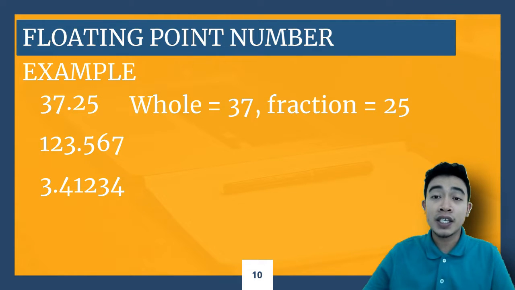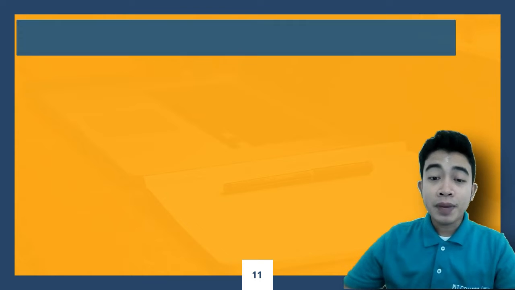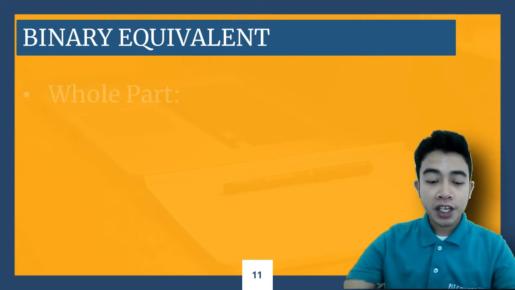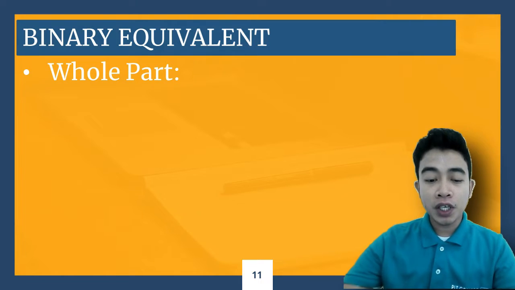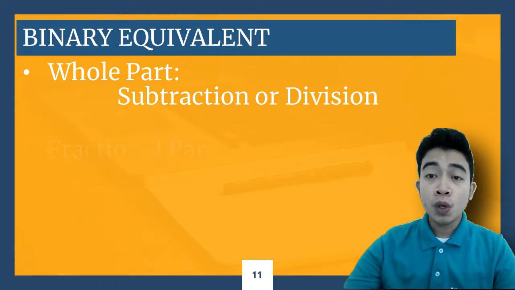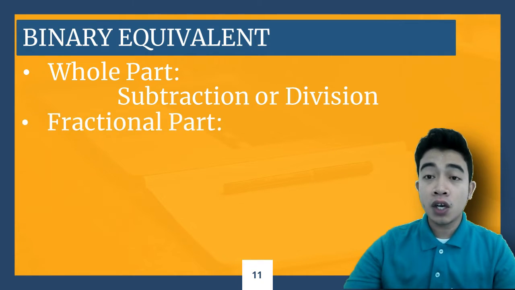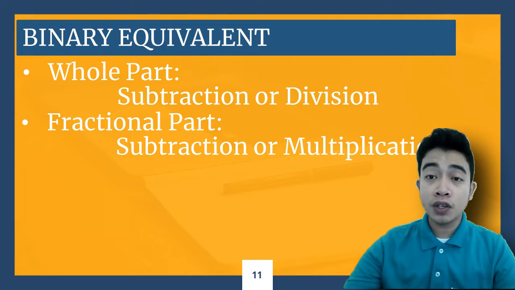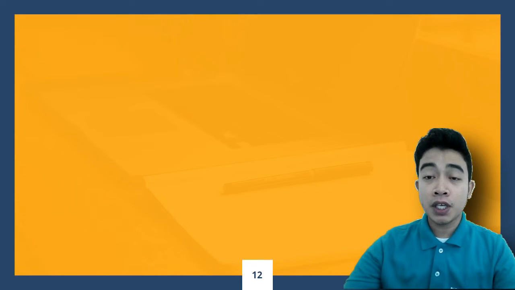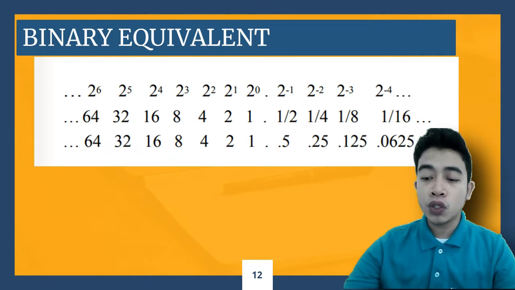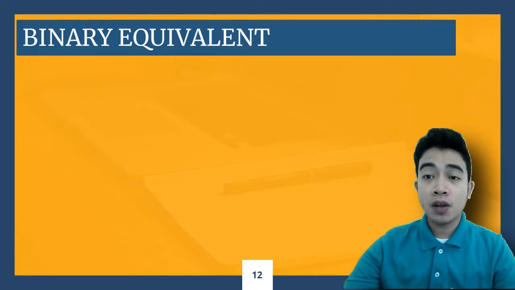In binary, the equivalent of a floating point number can be computed by computing the binary representation of each part. In the whole number part, we can use subtraction or division. And in the fractional part, we can use subtraction and multiplication. In the binary representation of a floating point number, the column values will be as follows.